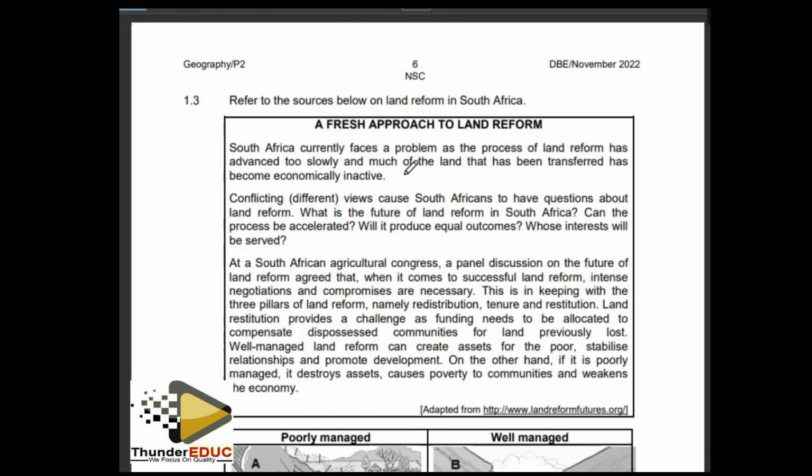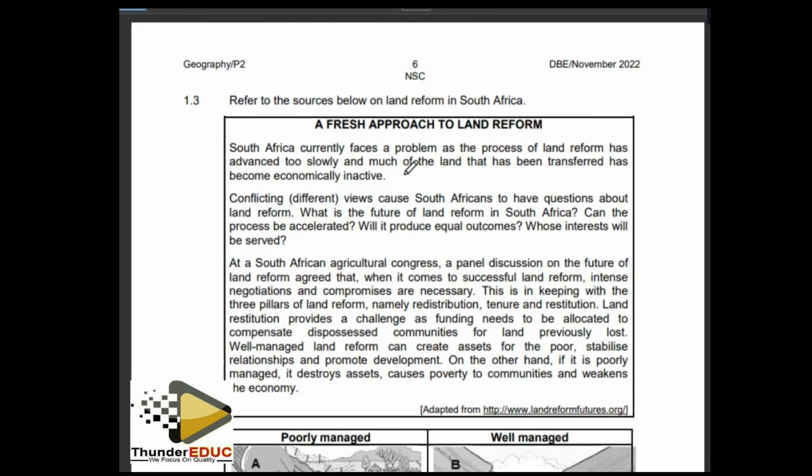A fresh approach to land reform. They say South Africa currently faces a problem as the process of land reform has advanced too slowly, and much of the land that has been transferred has become economically inactive. Conflicting or different views cause South Africans to have questions about land reform. What is the future of land reform in South Africa? Can the process be accelerated? Will it produce equal outcomes? Whose interest will be served?